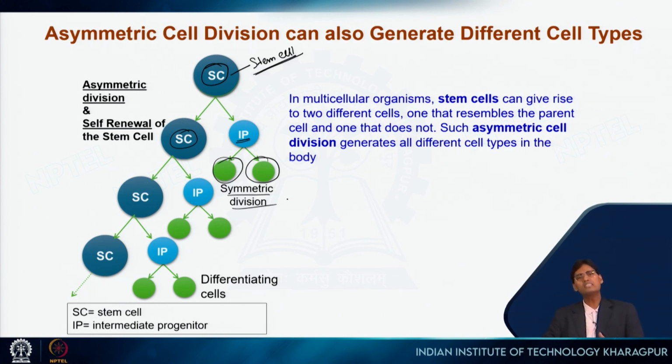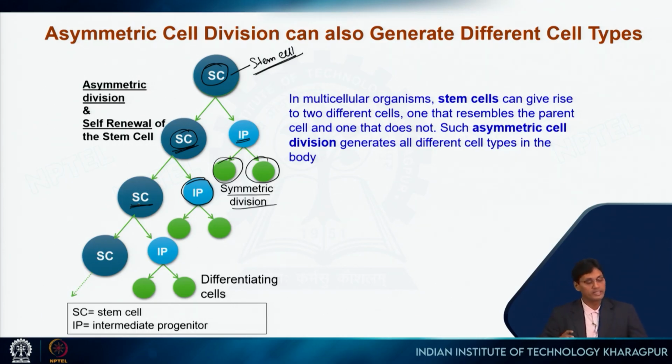And now after symmetric division, because of differential gene expression, some inductive signals, and so many things, the fate of these cells can again be altered. But somehow the stem cell is maintaining the stem cell line. Again, when this stem cell divides, it will make intermediate progenitor cells and keep some stem cell line. So this is the beauty of asymmetric cell division. Therefore they can maintain the stem cell lineage and also produce differentiated cells here.